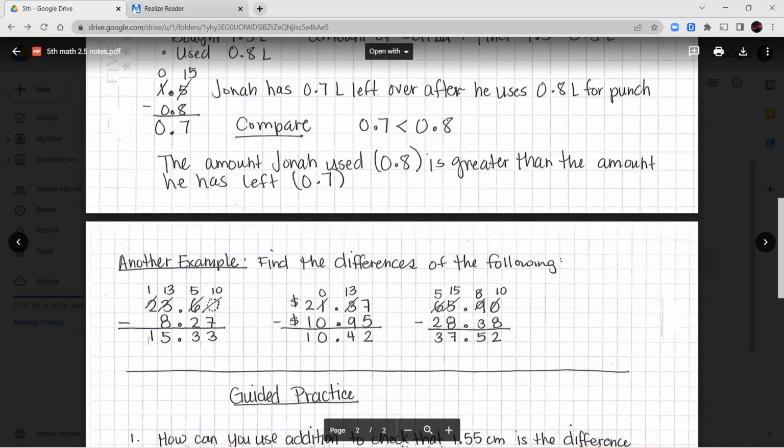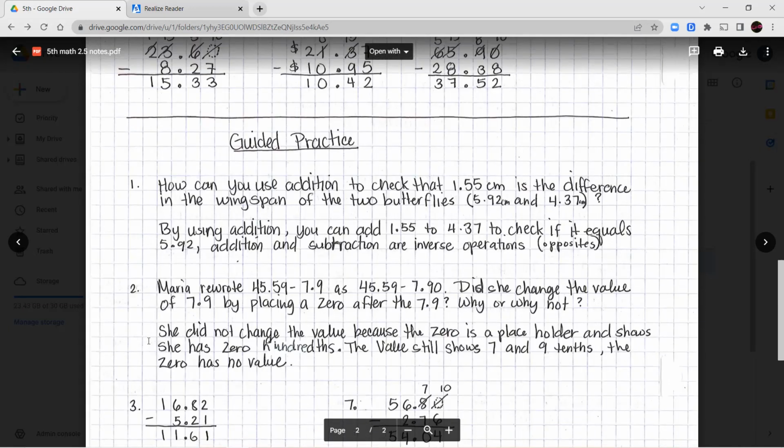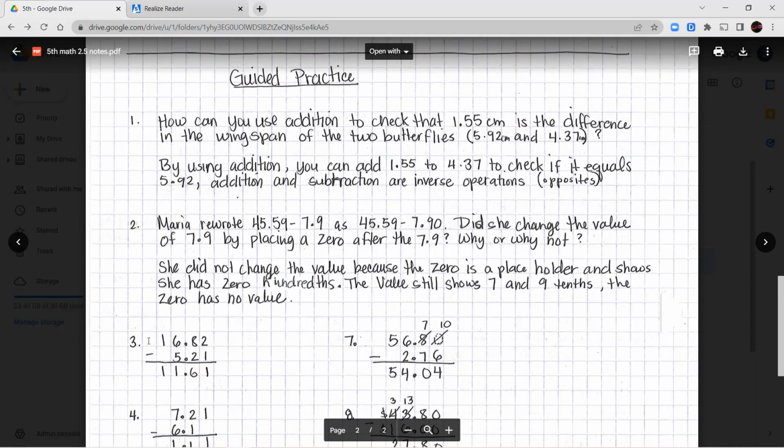Again, stacking and subtracting, regrouping and carrying over. We got an answer of 37 and 52 hundredths. All right, let's take a look at our guided practice.